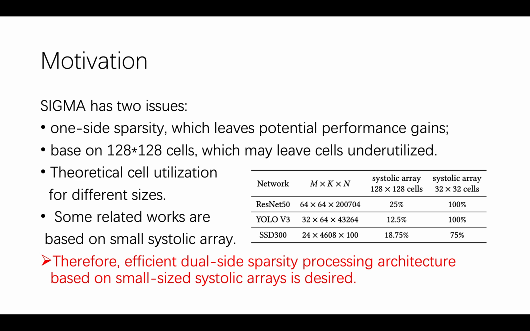Results show that a small-sized systolic array has higher utilization. In addition, some research in the literature has also pointed out the low cell utilization of large systolic arrays. Therefore, to further speed up sparse CNNs, an efficient dual-side sparsity processing architecture based on a small-sized systolic array is desired.